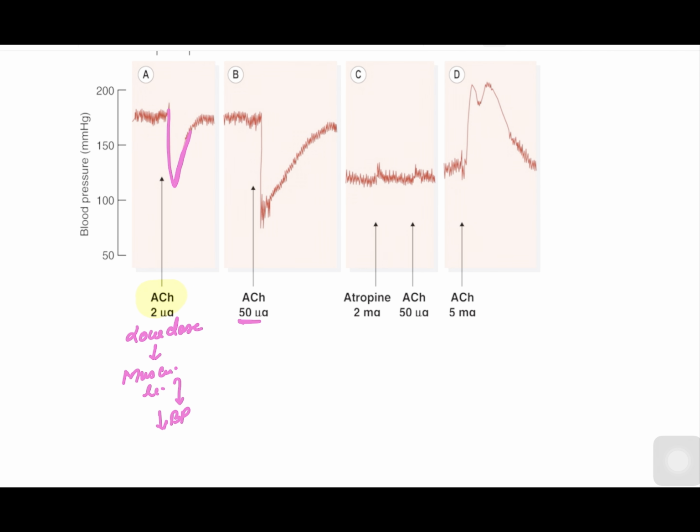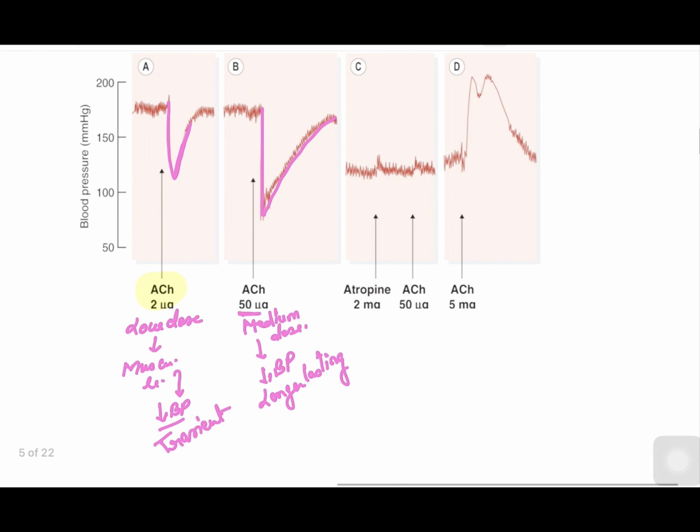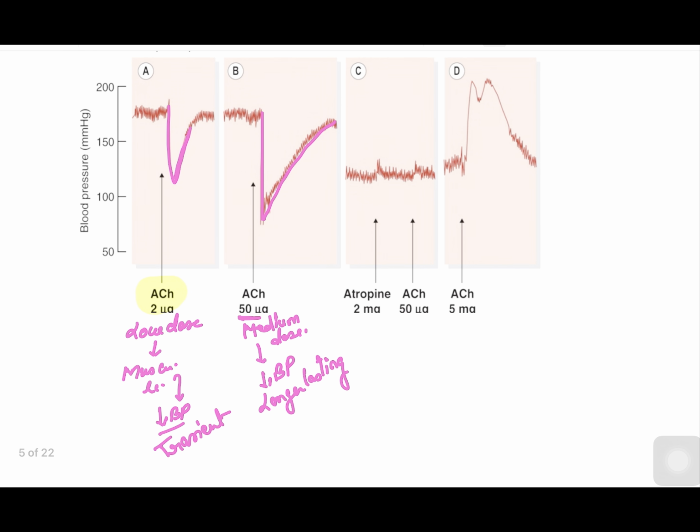Next, they have increased dose to 50 microgram. So this is medium dosing. We have given medium dose, and now here you can see there will be dose dependent intensification of muscarinic receptor stimulation. So here you can see blood pressure is coming down, and also it is taking time to go back. So it will decrease the blood pressure, but it is longer lasting compared to the low dose. In low dose blood pressure is decreasing for the transient time.